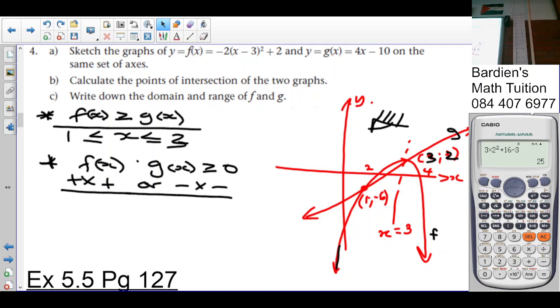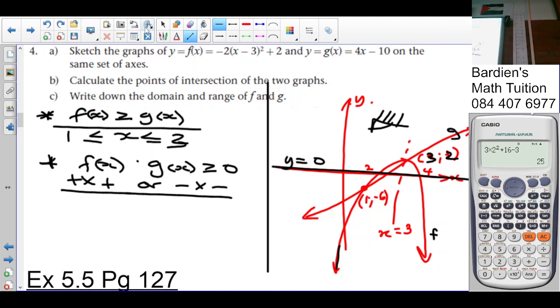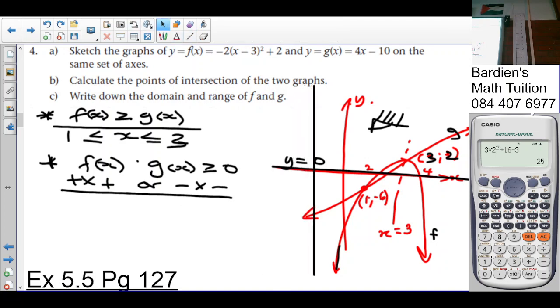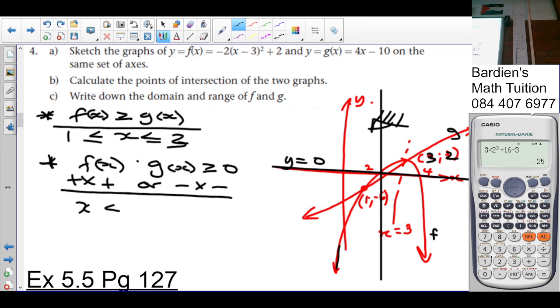Both graphs must be positive, which means to say both must be above this line. Or both must be negative, both graphs must be below the line. So looking from a vertical line, are both graphs above or below? They all start out below. Below, till which point? Till 2. You see then? And then one is above, one is below. So in other words, x must be less than 2. Can it be equal at that point? Yes. There's no restriction on this one.